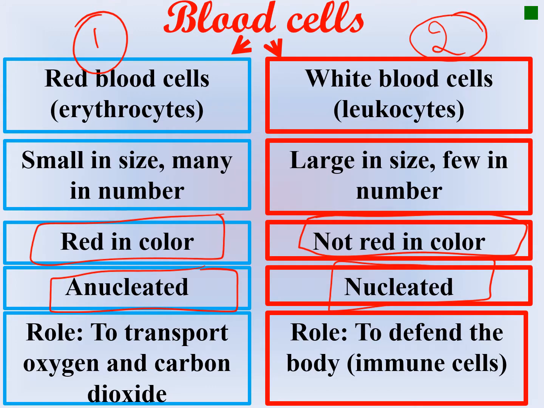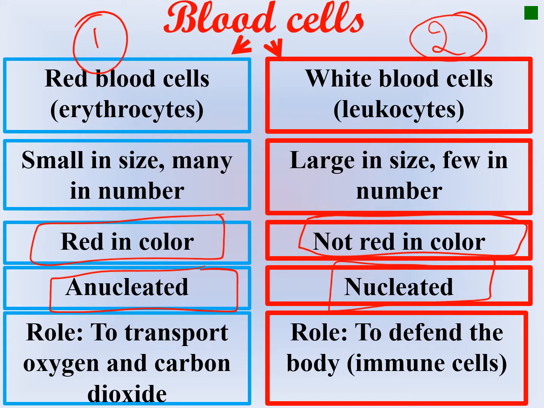Now let's move to differentiate between the different types of blood cells. We have two types of cells. One is the red blood cells, two is the white blood cells. Red blood cells are called erythrocytes, while white blood cells are called leukocytes. Red blood cells are small in size, many in number, while white blood cells are large in size, few in number. Red blood cells are red in color, while white blood cells are not red in color. That doesn't mean they are only white, but they are not red, they have different colors.